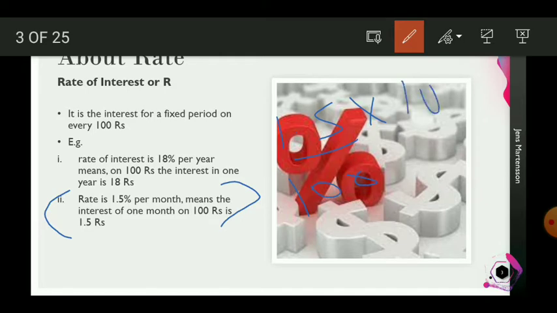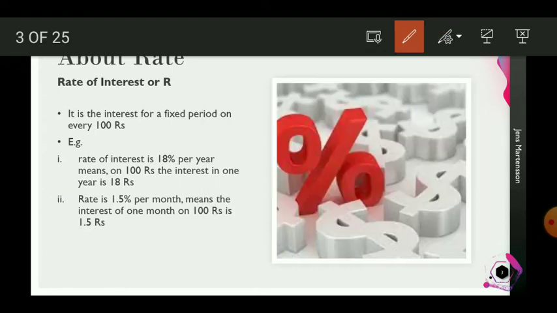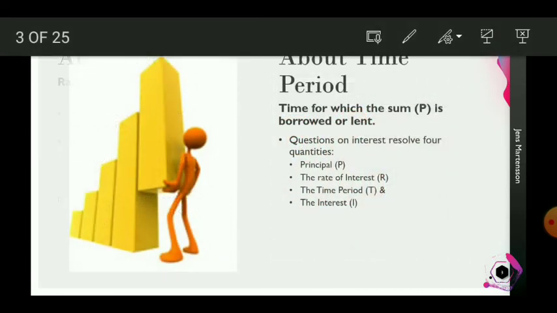First of all, find 1.5% on 100 rupees. So that is going to be 1.5 rupees. So now the interest I is going to be 1.5 rupees, but the money that we are going to receive after investment is going to be 1.5 plus the money which we have invested, means 100 plus 1.5, that is 101.5, right? So that is 101.5.